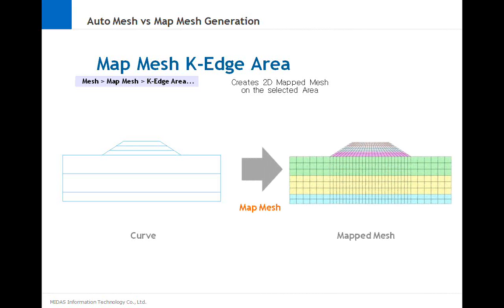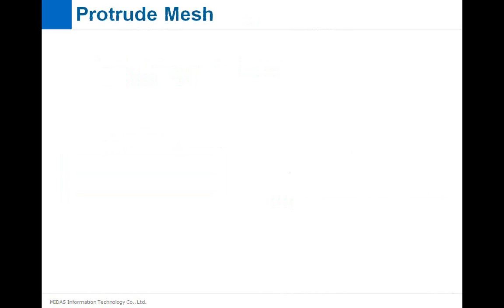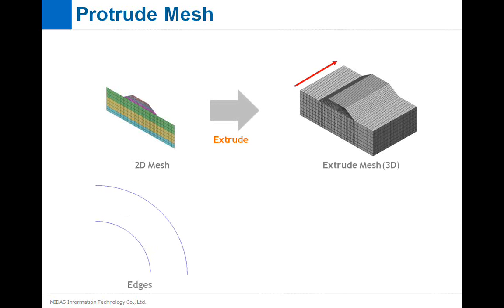4 nodal quadrilaterals in low order meshing or 8 nodal quadrilaterals in high order meshing. The protrude mesh feature of GTS: from a 2D mesh, which is either map meshed or auto meshed, you can protrude a 3D mesh, creating 8 nodal hexahedrons in low order meshing and 20 nodal hexahedrons in high order meshing. So you extrude it.